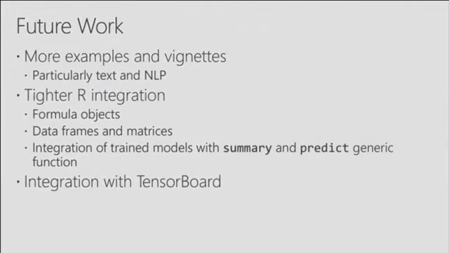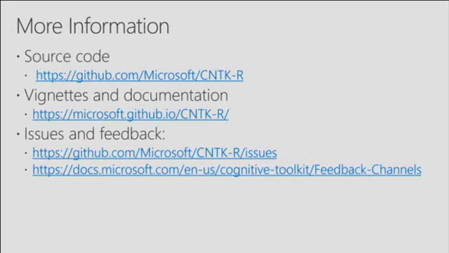For R binding, the future work is we're going to add more examples and vignettes. We're having a tighter R integration, like formula objects, data frames, and matrices, integration of training models with summary and predict generic functions, and then integration with TensorBoard. And if you want more information, here's the source code. Everything is open source. And you have vignettes and documentation and issues and feedback.